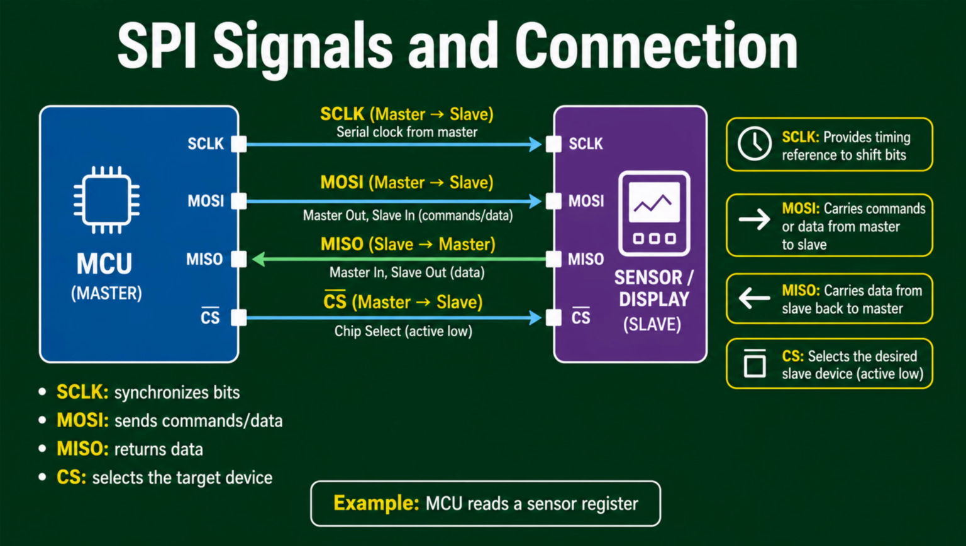Chip select, also called CS or slave select, activates the required slave. In most devices, chip select is active low. This means the slave becomes active when its CS pin is pulled to ground. For example, when a microcontroller reads a sensor register, it first pulls chip select low, sends the register address through MOSI, receives the result through MISO, and finally returns chip select high.